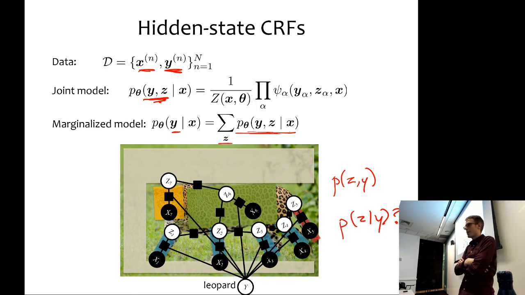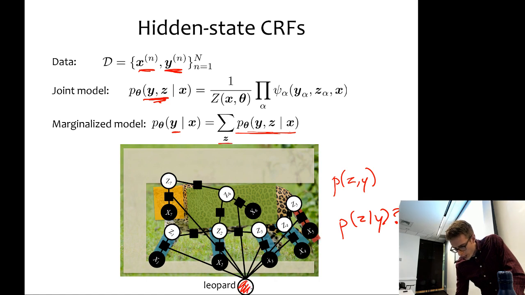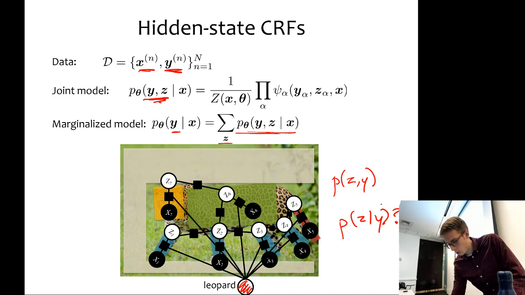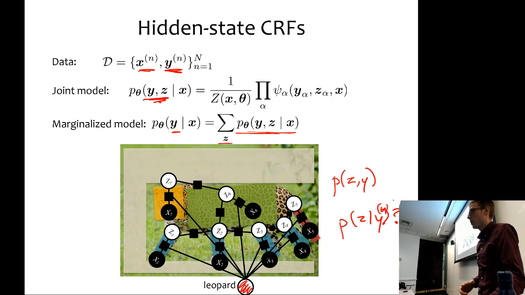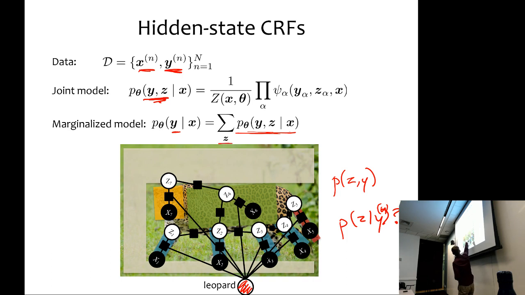We don't even need to, don't think too hard. Yeah, we just fix y, right? If I take this factor graph and I just shade in y, with its actual value, the actual y_n for that training example, leopard, and then I run inference on the new factor graph where y is treated as observed, then we'll just get marginal probabilities for z given y.